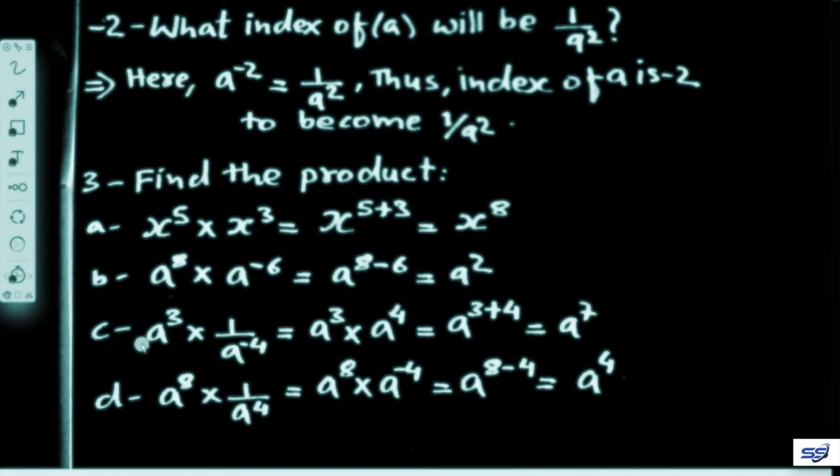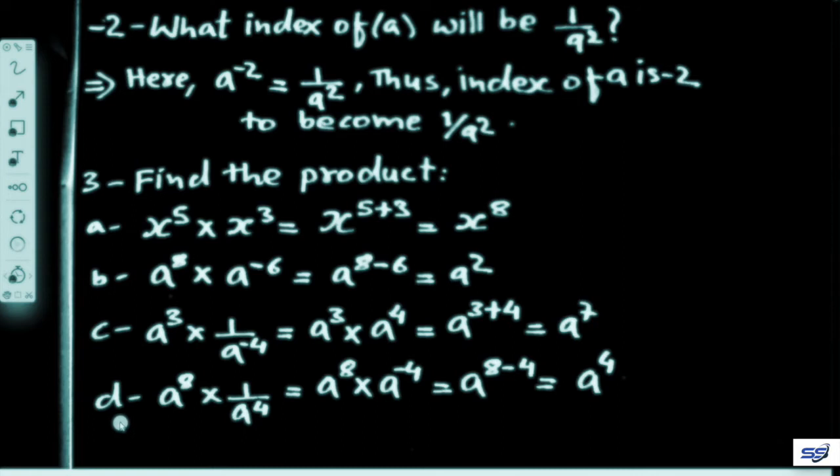Here see c. Given a cube into 1 upon a to the power minus 4. Same a cube into a power 4, as minus is in the bottom, so it should be inverted and the minus sign shall be rejected. So 1 upon a power minus 4 becomes a power 4 simply. Now this comes in the form of multiplication. Here a power 3 into a power 4, both are in multiplication form, so the base shall be kept once and the powers shall be added. A power 3 plus 4, 3 plus 4 is 7, equals a power 7.